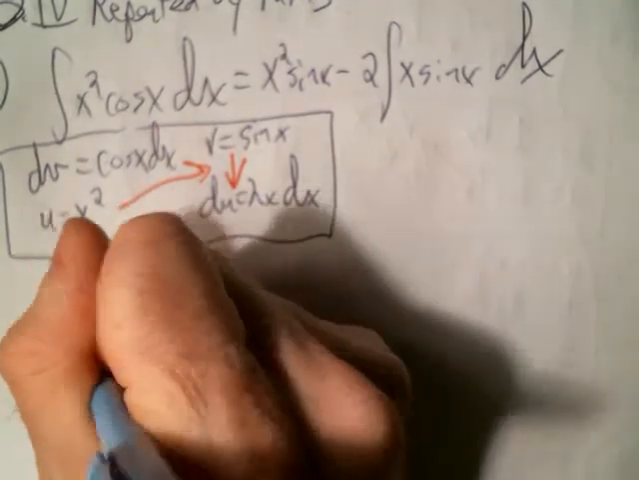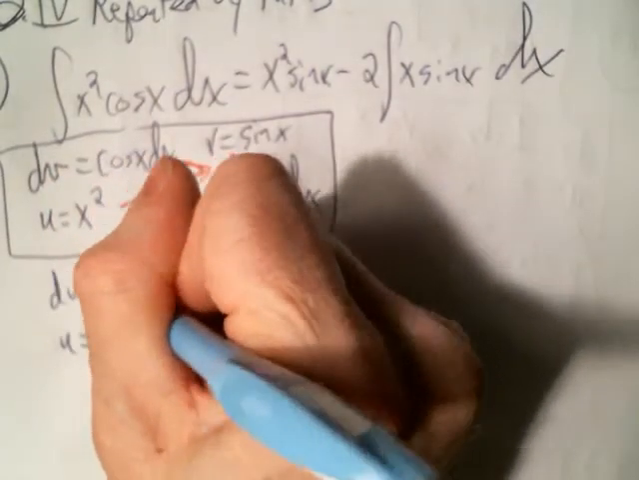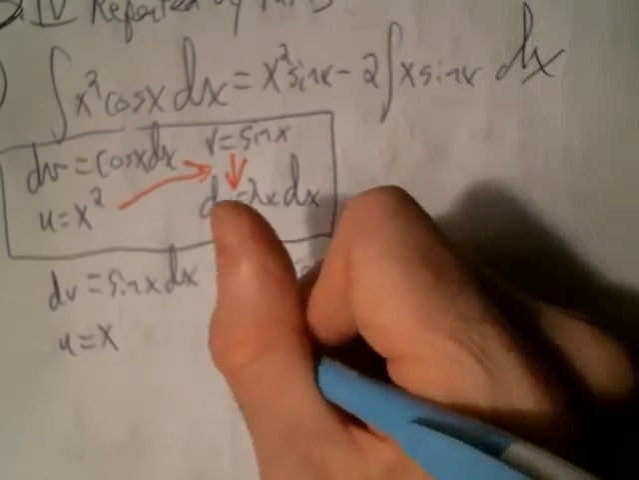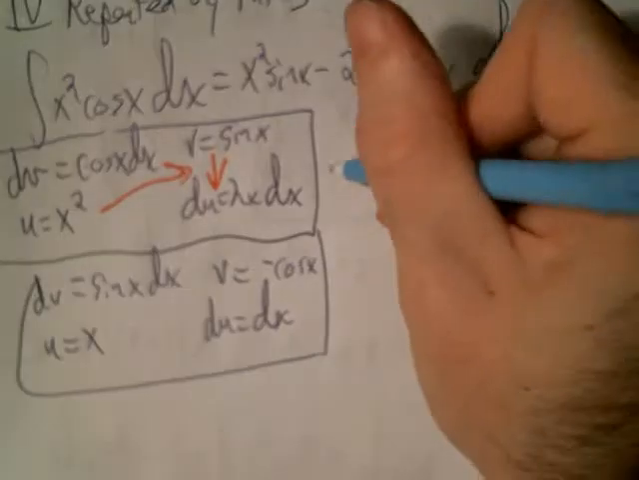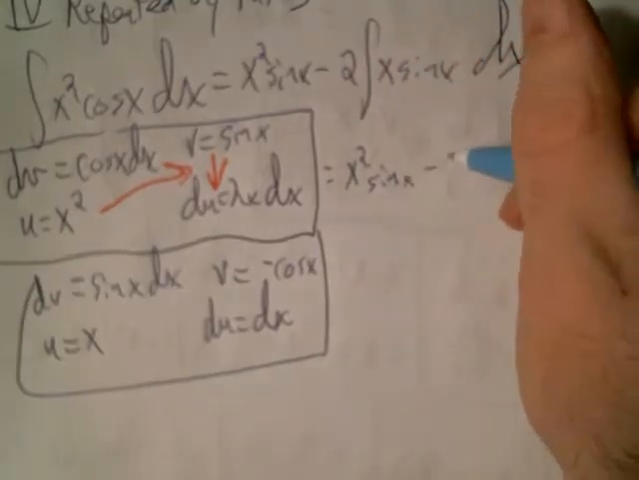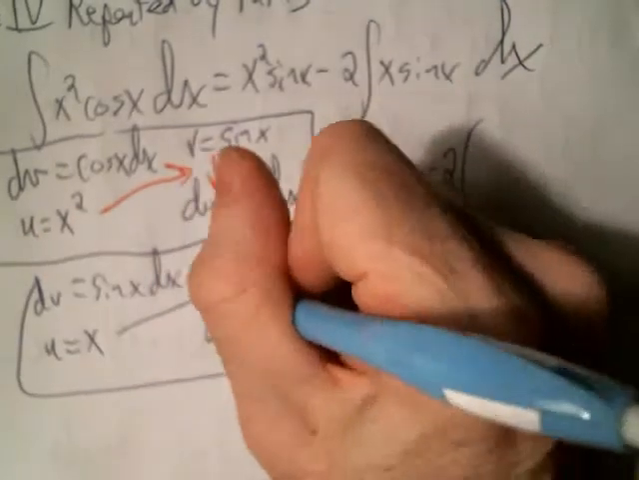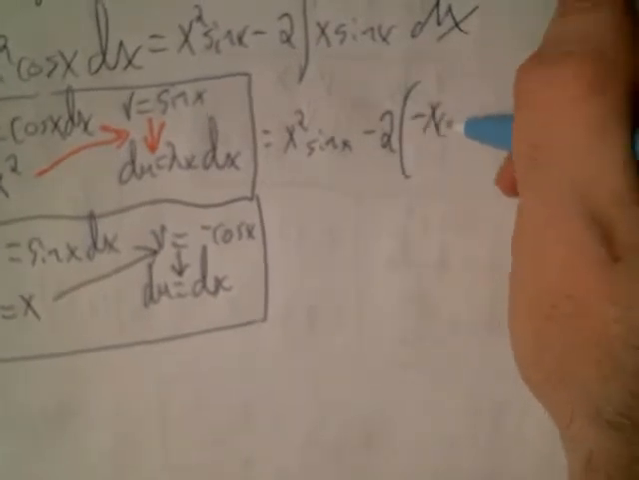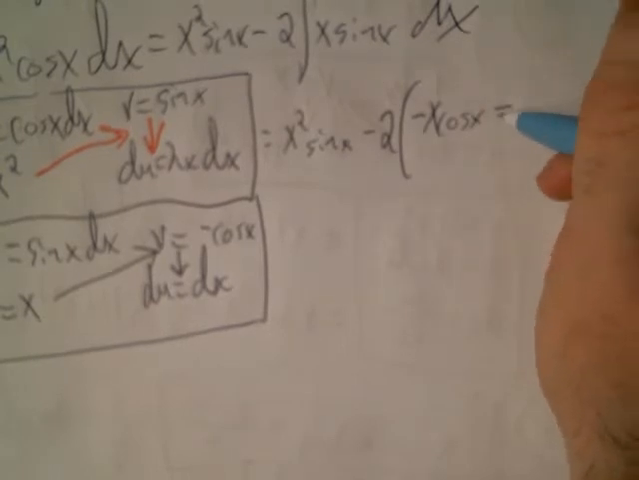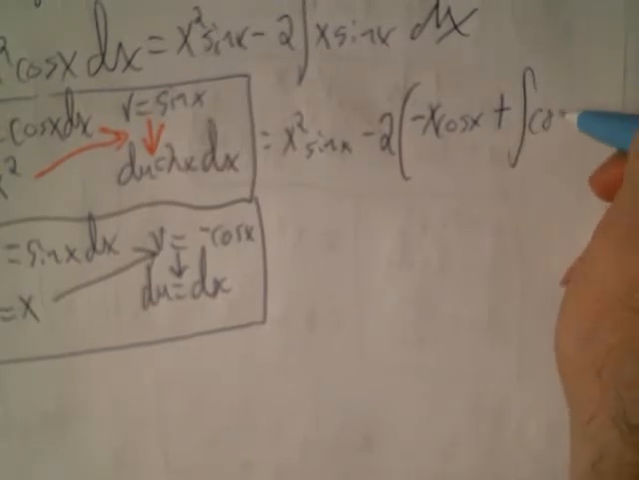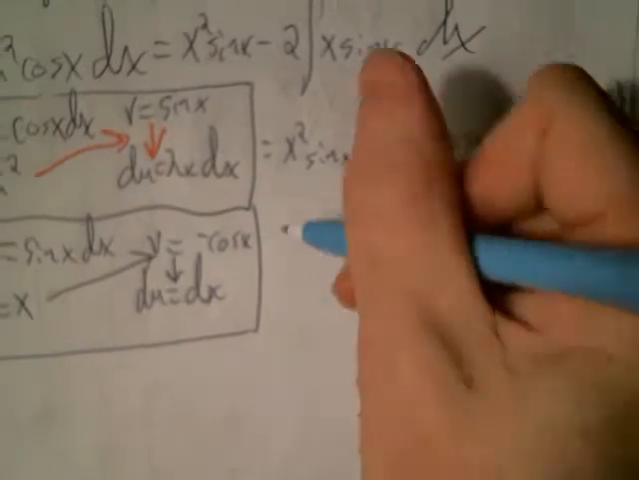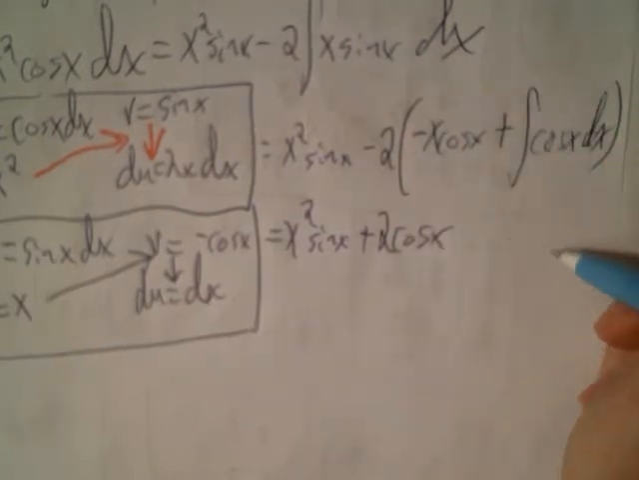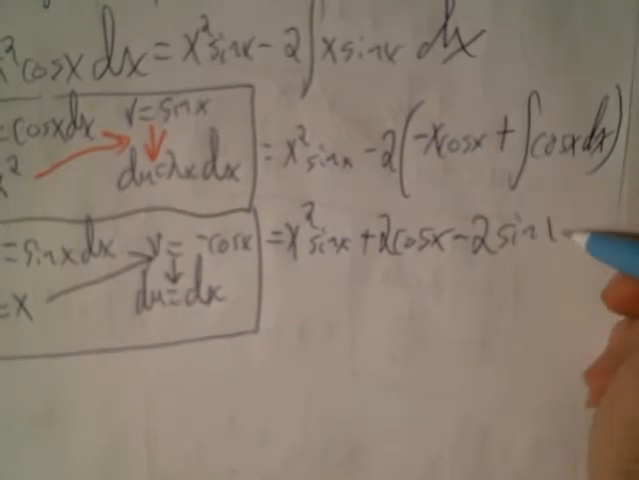So you go back to your chart, you say let u be x, dv is sine x dx, and then v will be obviously negative cosine x, and du is just dx. Okay, so this will equal x squared sine x minus 2 times this times this minus the integral of that times that. So we have negative x cosine x minus the integral of negative cosine x, so that would be plus the integral of cosine x dx. Okay, and then that'll equal x squared sine x plus 2x cosine x, and then the integral of cosine is sine x, and then plus C.